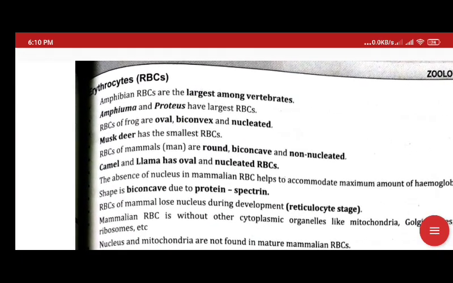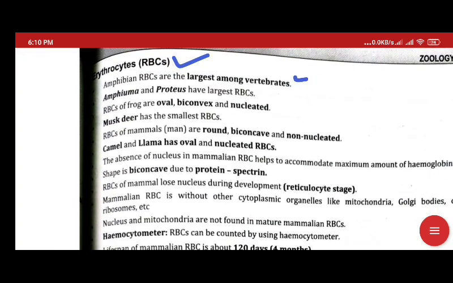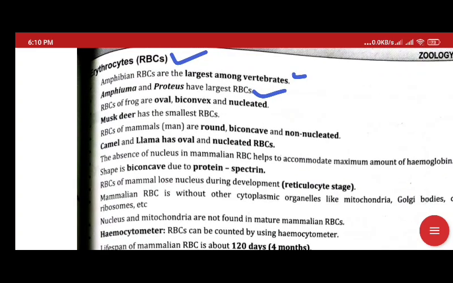Here is the first type of blood formed element, that is erythrocyte, meaning RBCs, that are large in size in amphibians, in frog. Now the main example is salamander, amphibians have the largest RBC. Their nature is oval, biconvex and nucleated. In mammals, in humans, we have what? We have biconcave and non-nucleated RBC, with a circular cell shape.